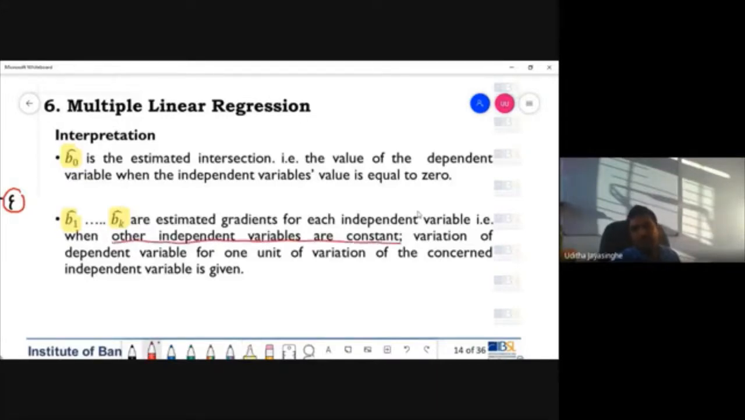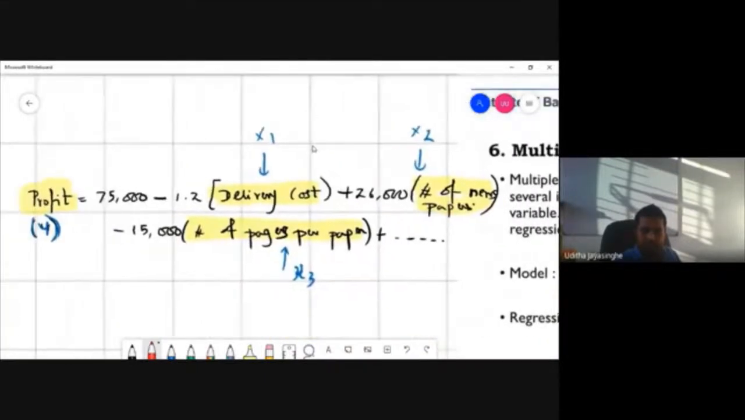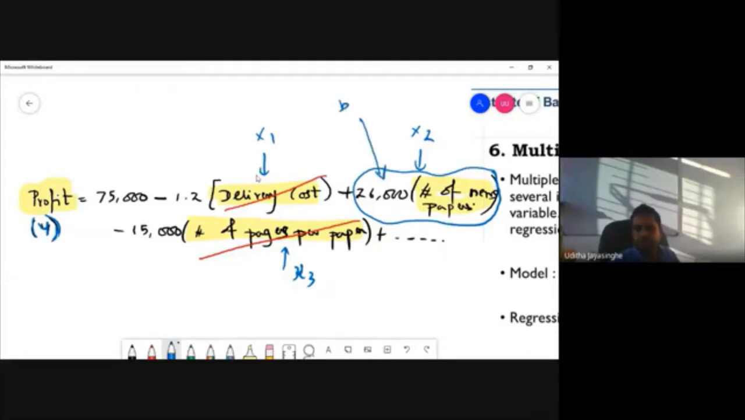If I take this newspaper example again to explain things, provided all other variables, delivery cost, number of newspapers, and all these things are not moving, and we are only varying this particular 26,000, that's how we define this B value in that instance only.